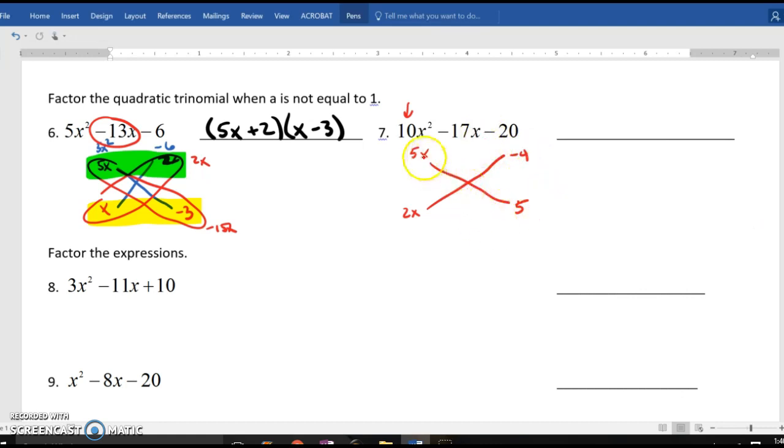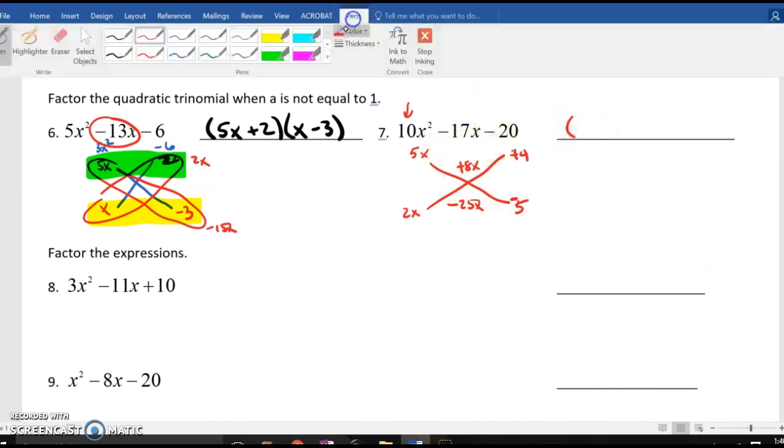When I look at this, 5x times 5 is 25x. 2x times negative 4 is negative 8x. Will that give me negative 17x? No. Since I made a mistake, I got positive 17x. Now let me change the signs. So this becomes negative 25x. This is positive 8x. And if you add those together, you get negative 17x.